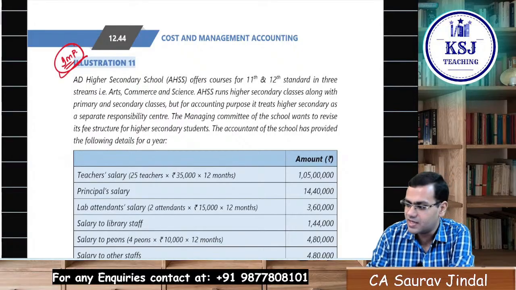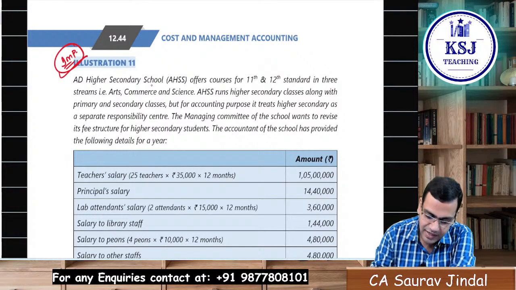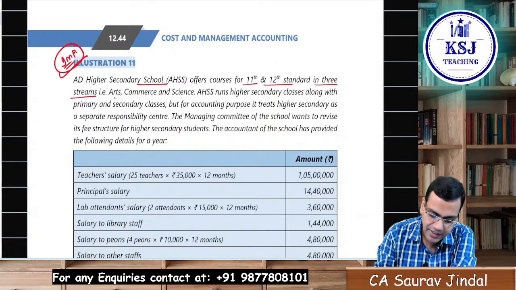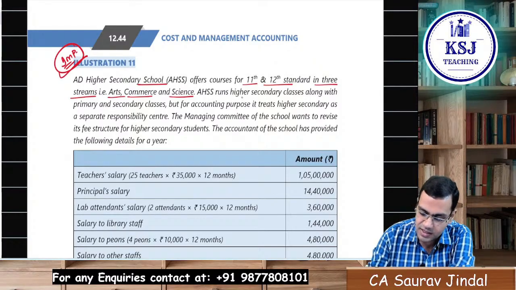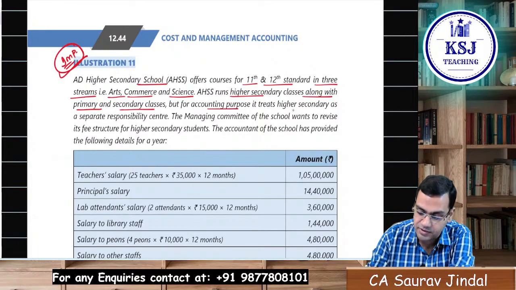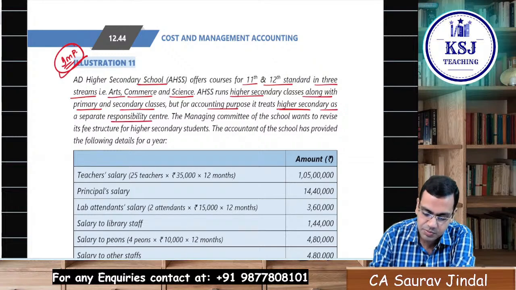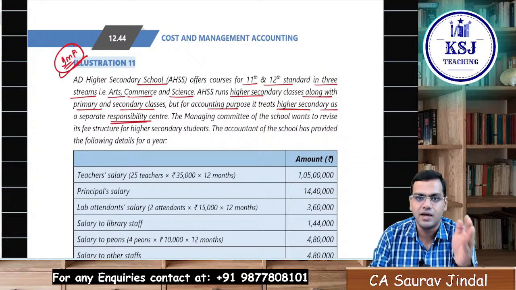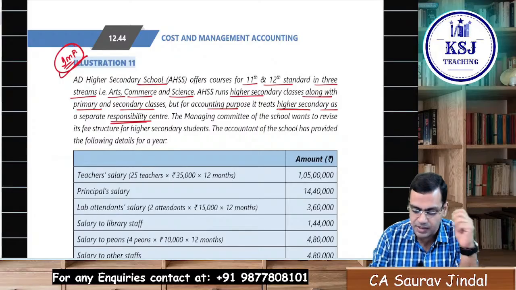AD Higher Secondary School offers the course for 11th and 12th standard in 3 streams, that is arts, commerce and science. AHSS runs the higher secondary classes along with the primary and secondary classes, but for accounting purpose it treats the higher secondary as a separate responsibility center, right? So the higher secondary section is being considered as a separate responsibility center.